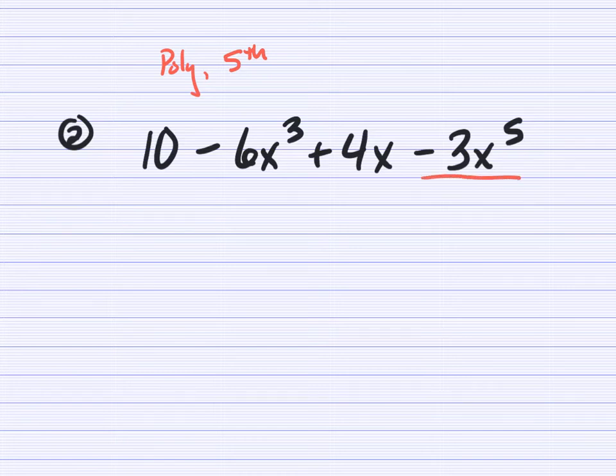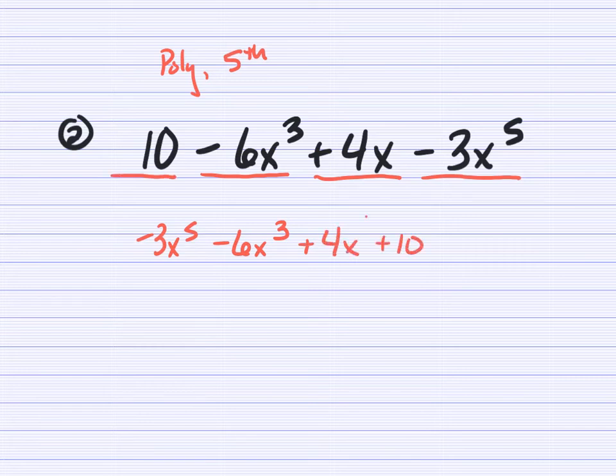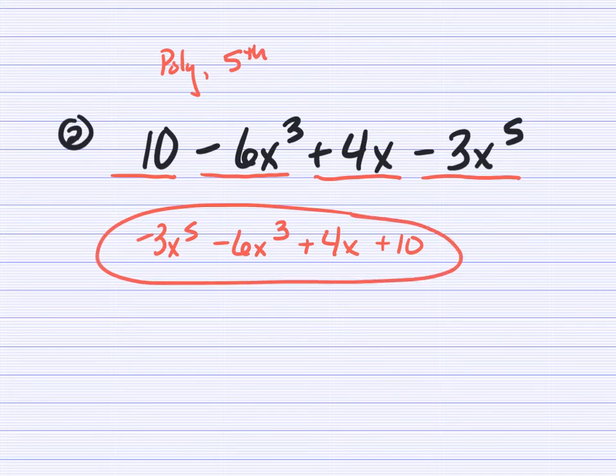Negative 3x to the 5th is the largest term degree, so I'm going to put him first. Negative 6x to the 3rd is the next highest degree, so I'm going to put him second. Positive 4x is the next highest. And then finally a positive 10, so write plus 10. So this polynomial is to the 5th degree, and we have just rewrote him to standard form.